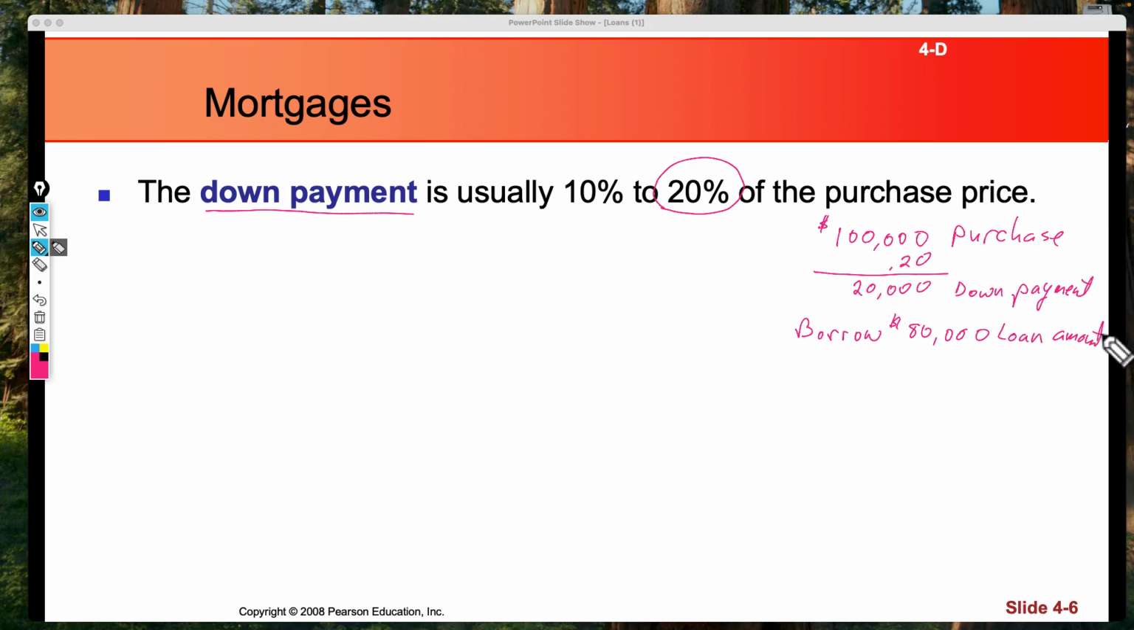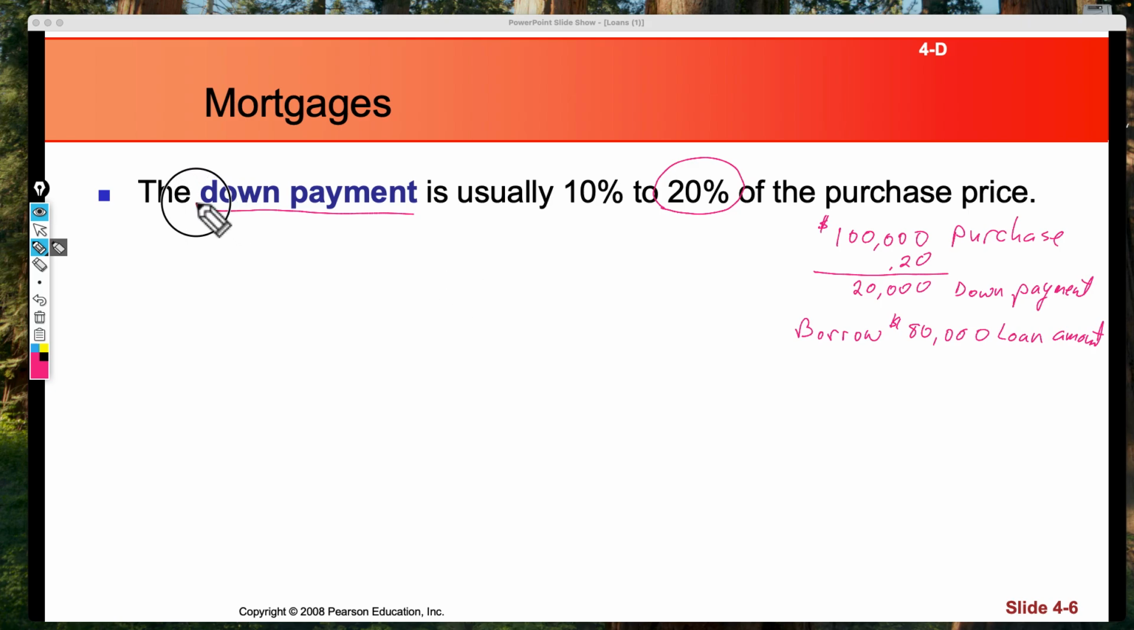So you'll be doing these type of calculations. Say you bought a house for this amount, you got a down payment. How much do you need to borrow? What is your monthly payment going to be? So we're going to do those kind of calculations. But just know that you need a down payment.